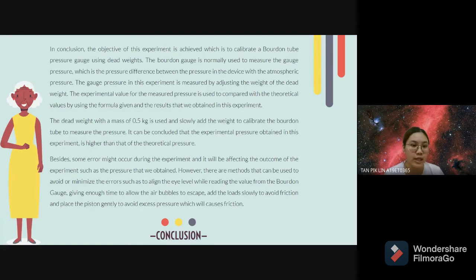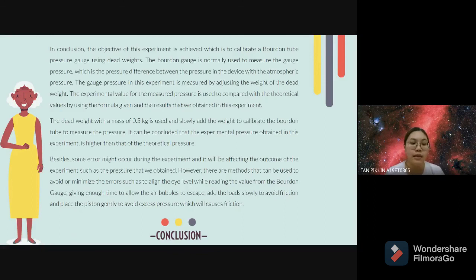The gauge pressure in this experiment is measured by adjusting the weight of the dead weight, and then the experimental value of the measured pressure is compared with the theoretical value by using the formula given and the result that we obtained in this experiment. The dead weight with a mass of 0.5 kg is slowly added to calibrate the Bourdon tube to measure the pressure until 6.0 kg. It can be concluded that the experimental pressure obtained in this experiment is higher than the theoretical pressure.